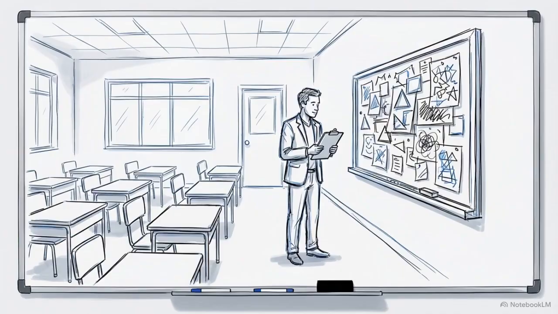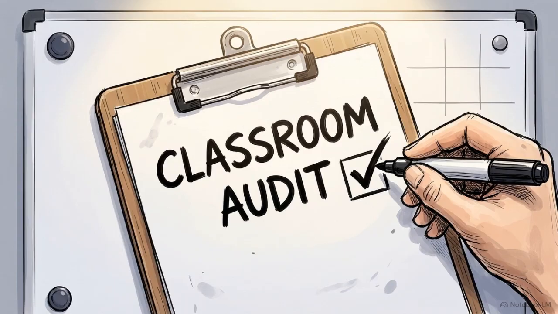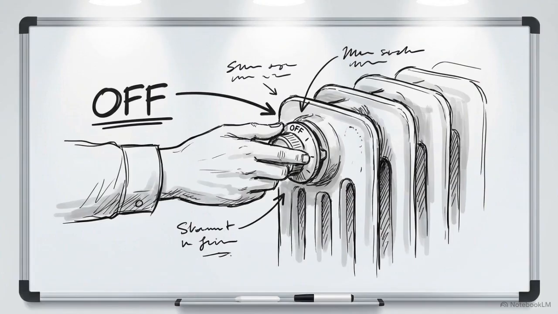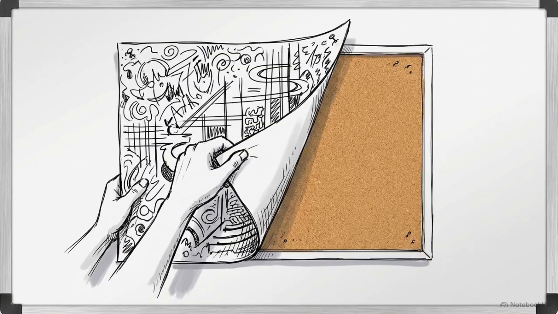Step 1 is auditing your physical classroom space to eliminate unnecessary sensory friction. Walk through your room and look for two specific culprits. First, identify and mute repetitive background noises. Second, remove overly busy wall decorations that do not serve a direct instructional purpose.